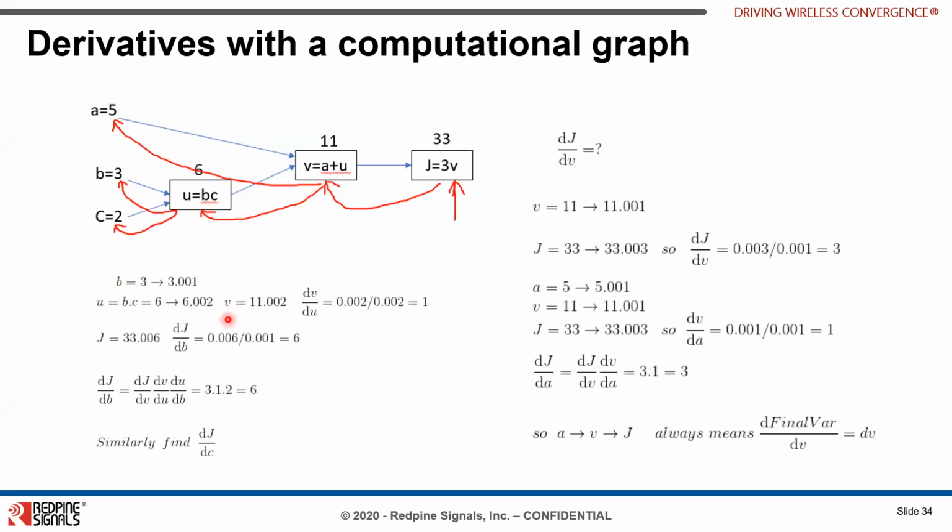It is a chain reaction. Similarly, a change in u will make a change in v. How? What will happen to v? We know v is a plus u. Initially it was 11, because 5 plus 6 is 11. A was 5, and now u will be 6.002, so 5 plus 6.002 is 11.002. So you can see that a change in b resulted in a change in u, and that in turn resulted in a change in v.